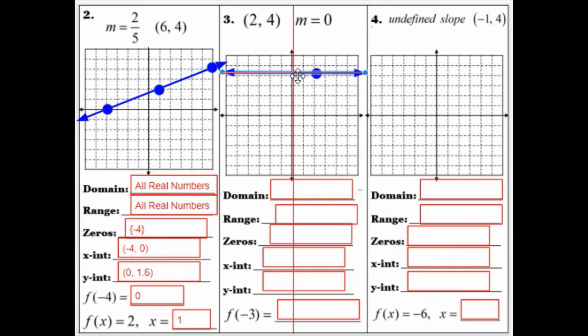Now also, when we think about the slope of 0, keep in mind that it's going to be 0 over 1. So that means I go up 0 and over 1. So up 0 over 1, up 0 over 1. That's how I get a horizontal line. So my domain, left to right, all real numbers. My range, bottom to top, is going to be, well, just the y value, which is 4.